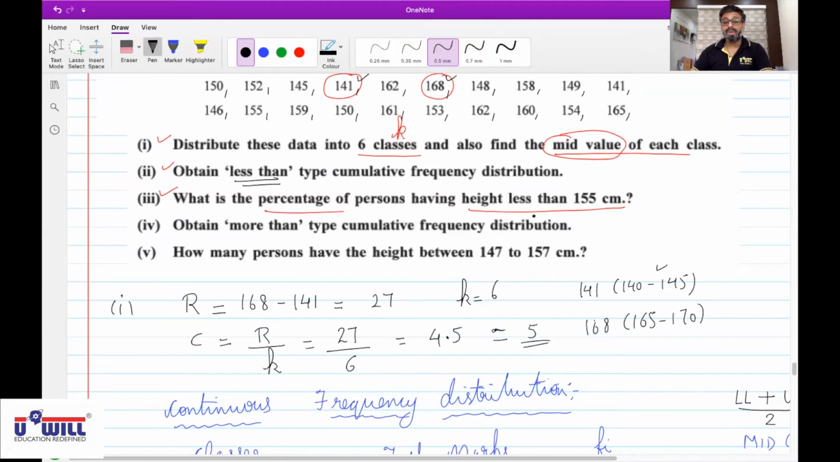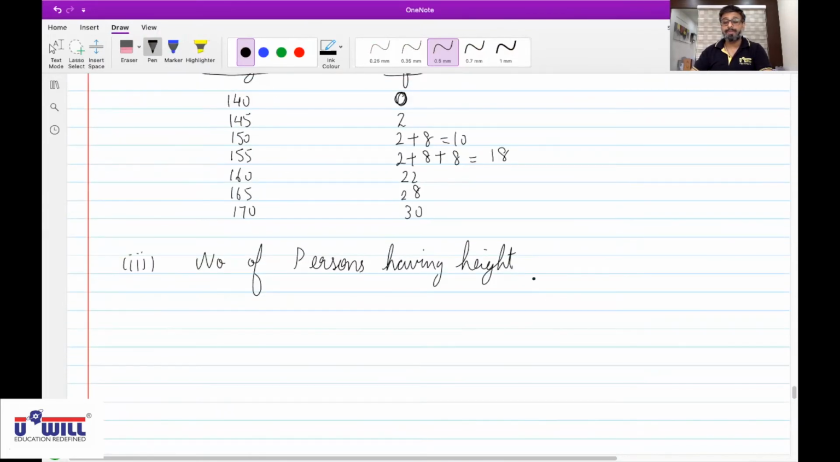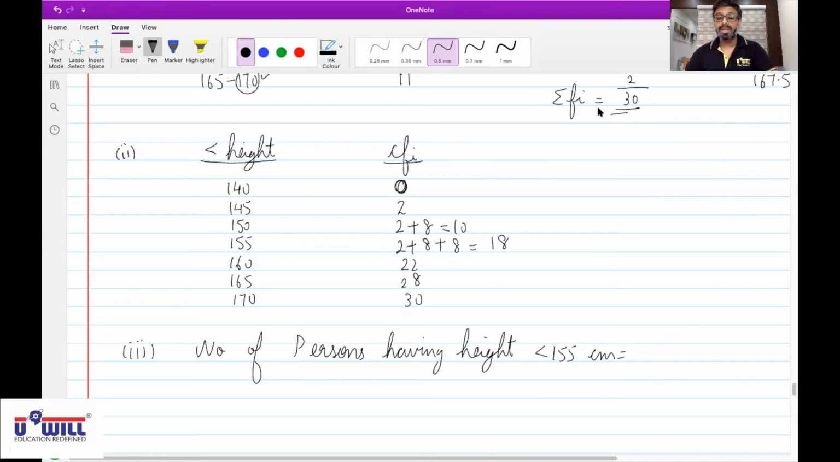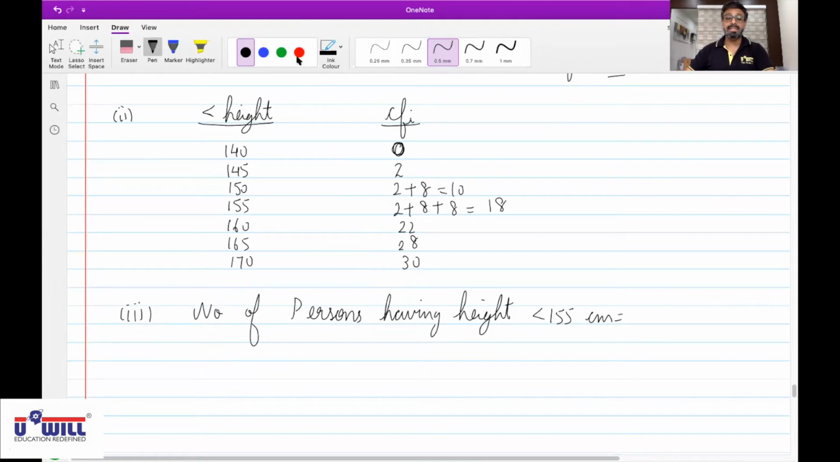First, tell me the number of persons having height less than 155 centimeter. Now, all of you listen carefully. The question asks the number of persons having height less than 155 centimeter. 18 people have this height. You get the direct answer from the second question.